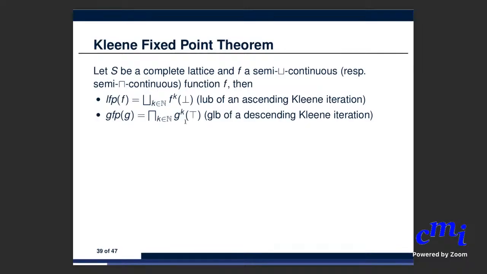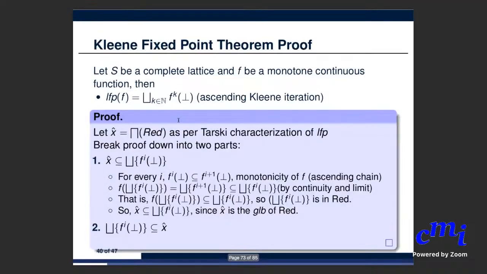So the Kleene fixed point theorem says the least fixed point of a monotonic and continuous function can be computed as the least upper bound of an ascending chain of repeatedly applying f to itself, starting from the bottom element. And the greatest fixed point is the greatest lower bound of the corresponding descending chain. That's all. So here's a proof of that.